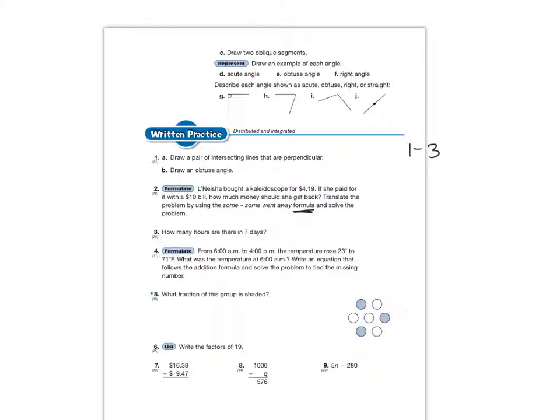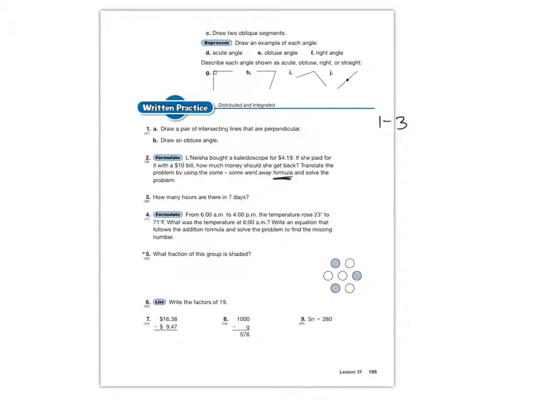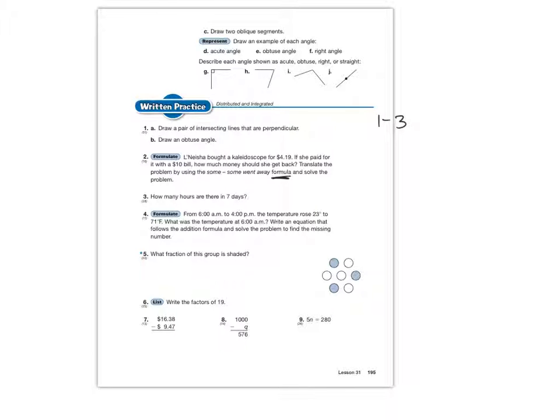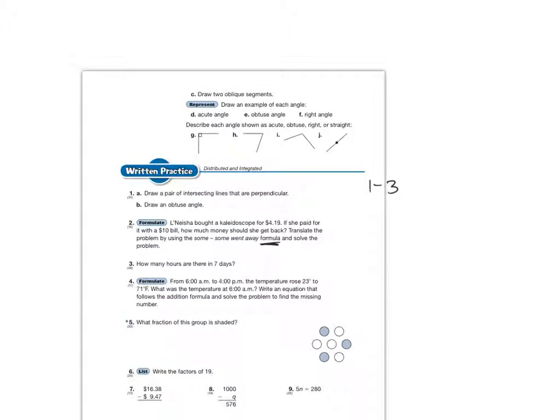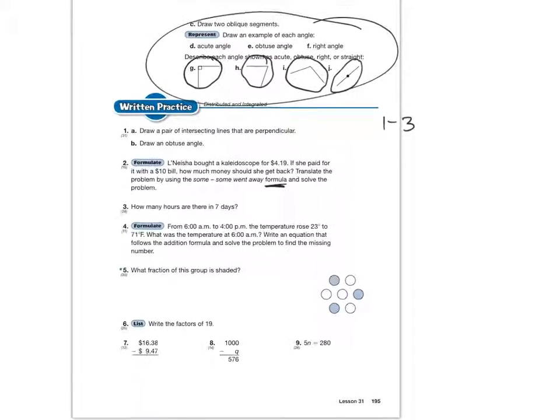Draw a pair of intersecting lines that are perpendicular. Then draw an obtuse angle. And we just covered it, right? We have obtuse examples right in here. Remember, this is acute, it's too small. This is a perpendicular angle or a 90-degree angle, and this is obtuse because it's larger than a 90. A straight line is also obtuse, but it's a straight line as well, so we call it a straight line instead of obtuse.